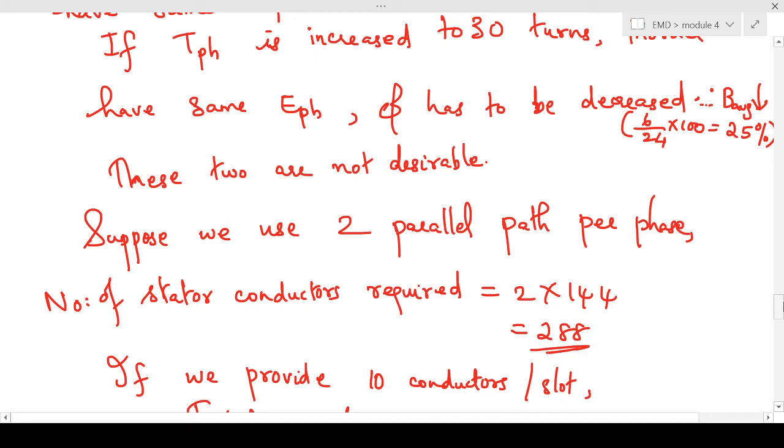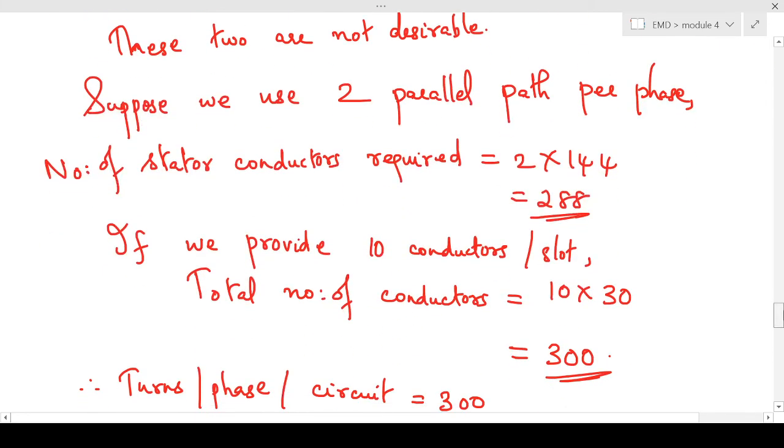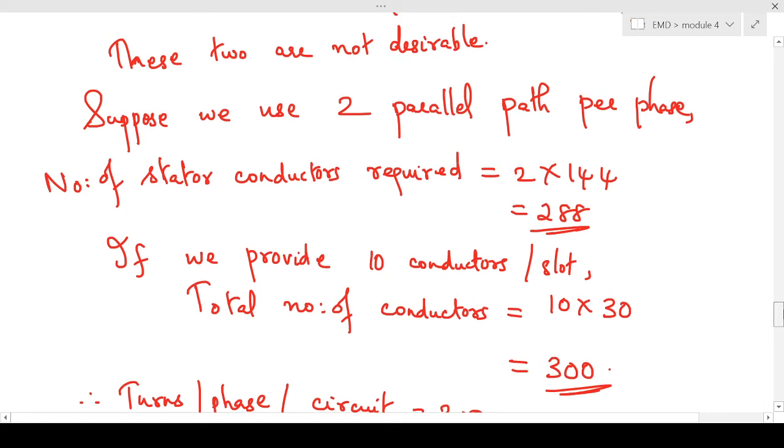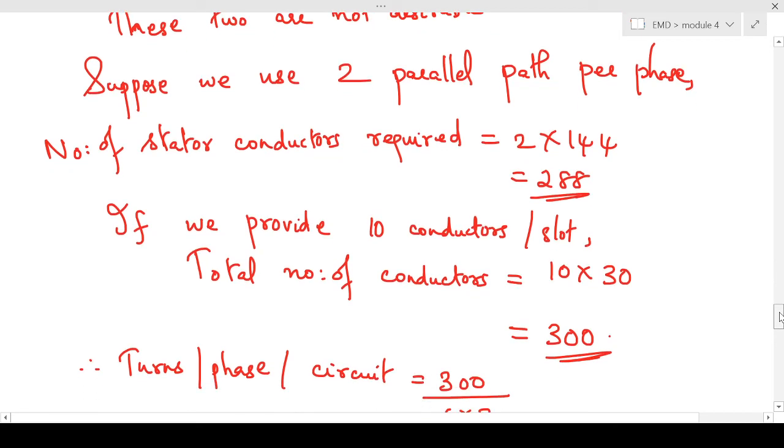Now we have chosen the number of slots per pole per phase as 5. So the total number of slots we have obtained as 30, and if you provide 10 conductors per slot, then we will get the total number of conductors as 10 into 30, which is equal to 300.